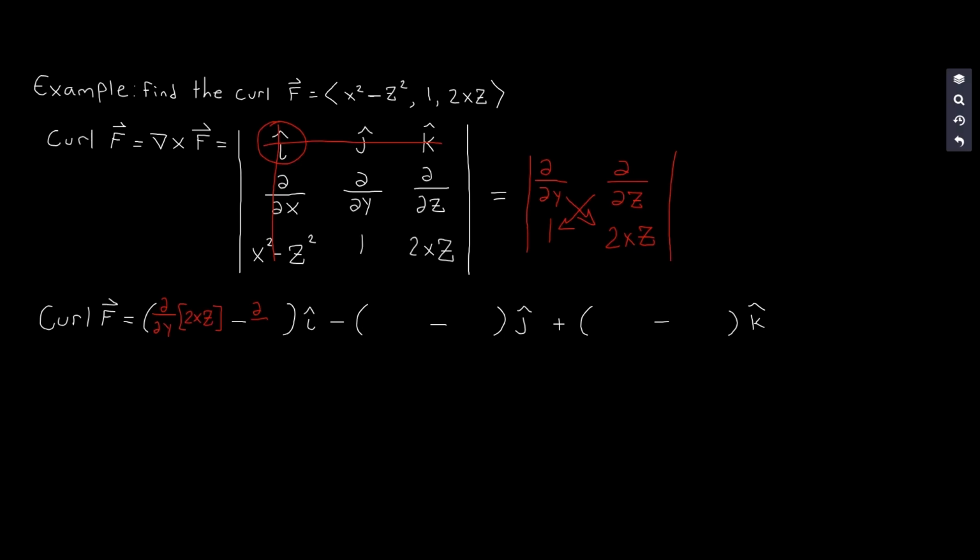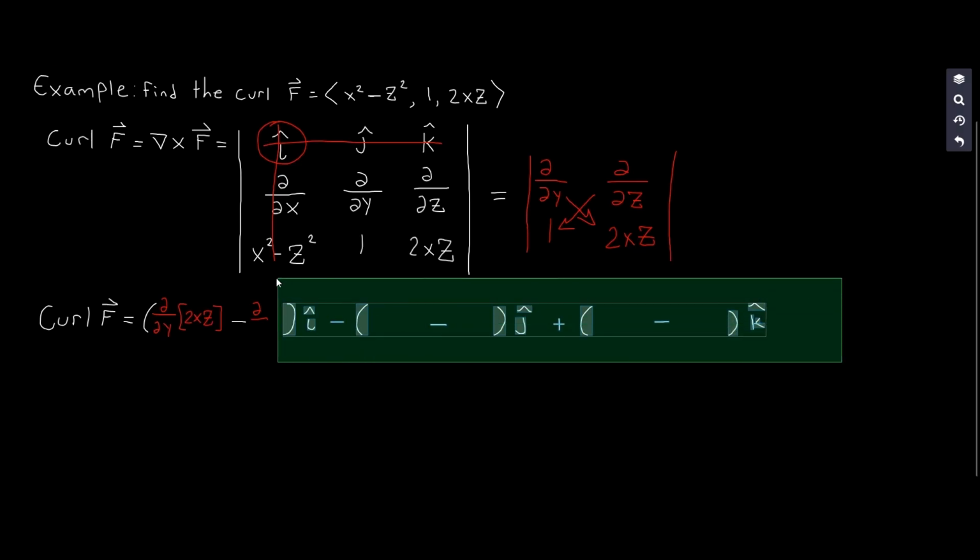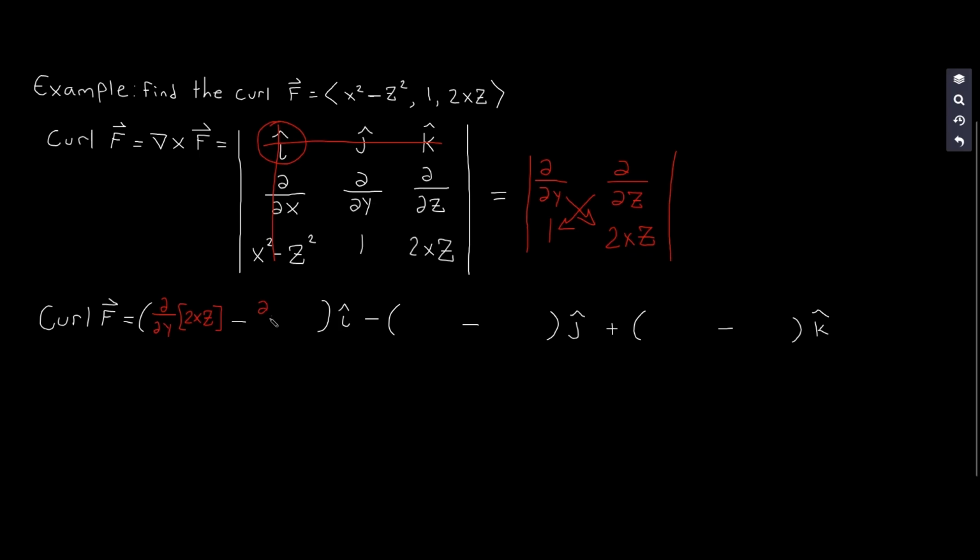Okay. Yeah, we're gonna need some more room. That's gonna be the partial derivative with respect to z of 1. All right. And that's gonna do it for our i hat.